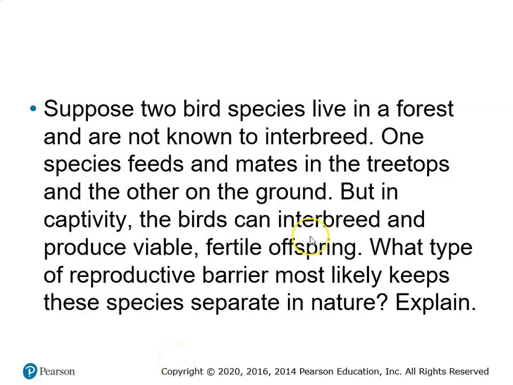All right, and so hopefully you saw right here: viable, fertile offspring. So they can produce a zygote. So the reproductive barrier probably is a prezygotic barrier, and since they live in different places, it's habitat isolation.